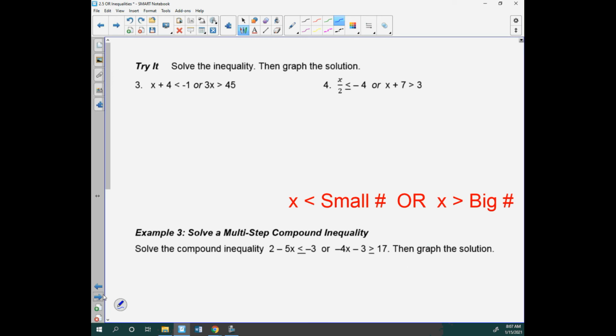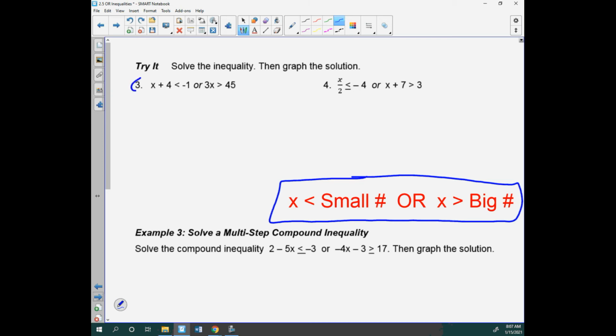Okay. Like I said, I wrote this down here. This is our cheat sheet kind of formula. X is smaller than the small number, or, gotta write that word, X is bigger than the big number. All right, let's just pick 2 more. We'll do this one, and then we'll do maybe the bottom one here next.